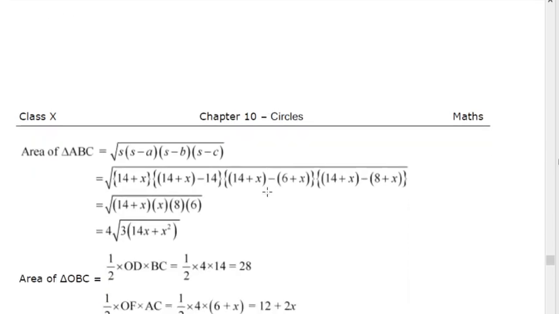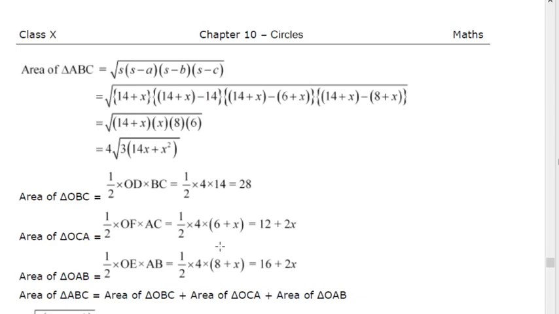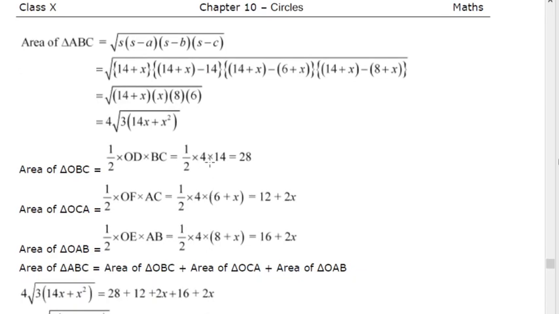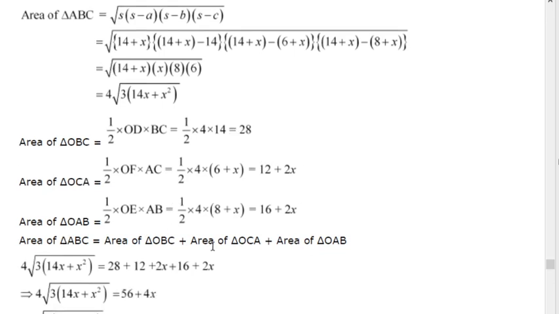Then you find the area of the triangle ABC. Now area of triangle OBC: how can you find it? 1 by 2 base into height. Radius 4, and the base 14, 6 plus x, then plus x. Okay. Now after simplifying this, you add these areas and put equal to this triangle area, because the whole triangle area equals the sum of the parts of the triangle. Okay. Now you add these parts and put equal to this area, and after simplification you will get your answer.